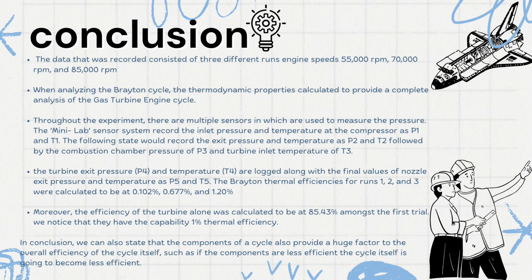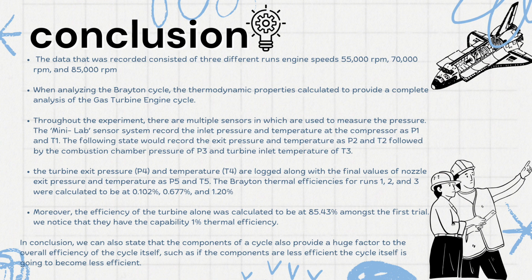The mini-lab sensor system records the inlet pressure and temperature at the compressor as P1 and T1. The following step will record the exit pressure and temperature as P2 and T2, followed by the combustion chamber pressure of P3 and turbine inlet temperature of T3. Number 4. The turbine exit pressure P4 and temperature T4 are logged along with the final value of nozzle exit pressure and temperature as P5 and T5.